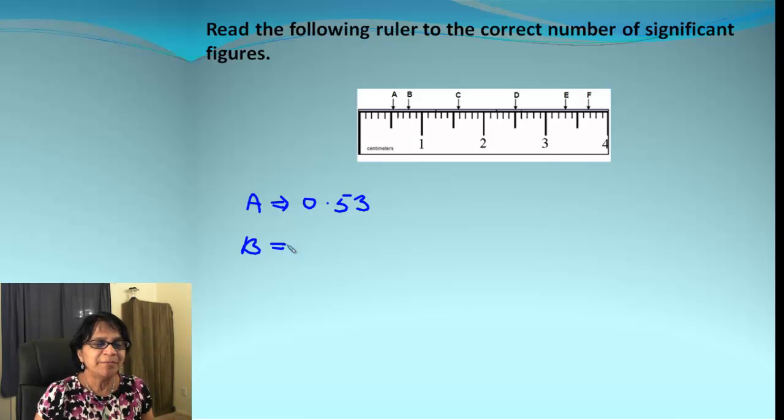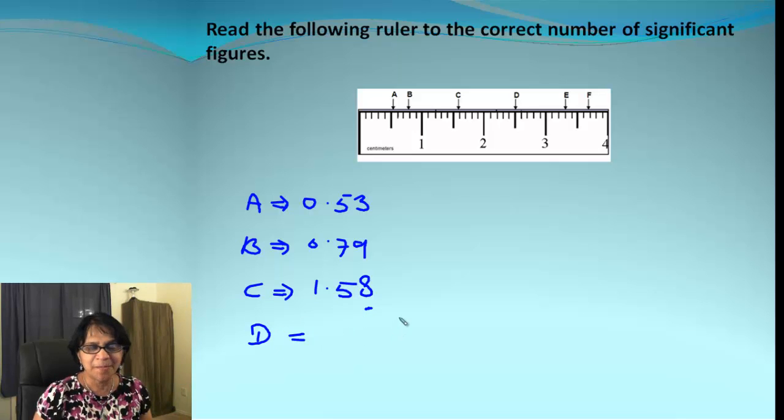Look at B. B is between 0.7 and 0.8. Actually, it's very close to 0.8. So I'm sure about 0.7, and since it's closer to 0.8, I'm going to go with a second digit above 5, maybe even 9. How about C? C is between 1.5 and 1.6. So 1.5 we are sure about. It is closer to 1.6, so we are going to add a number more than 5. I just put 8 there, 1.58.